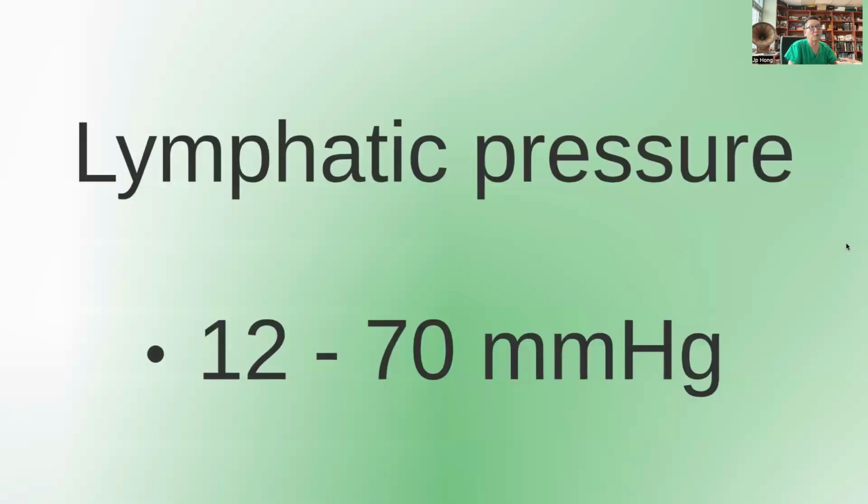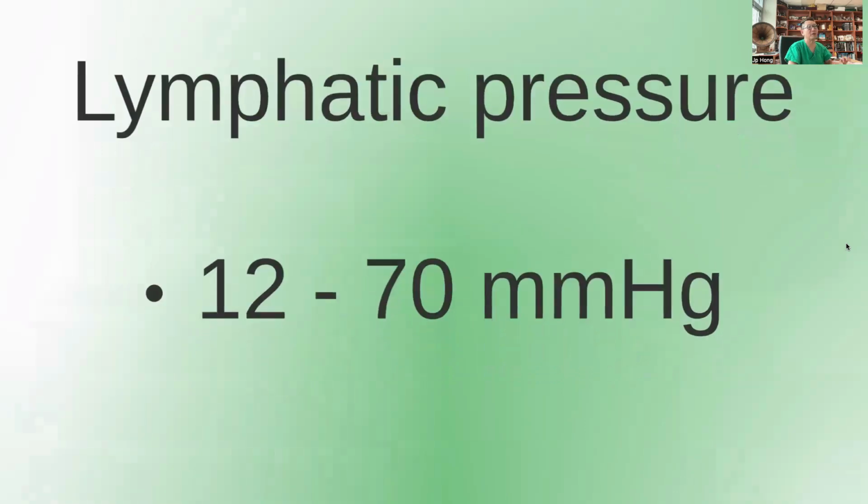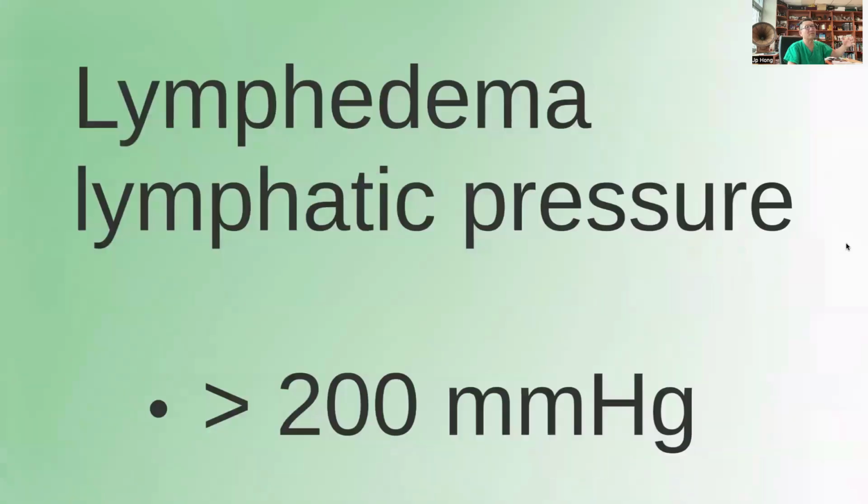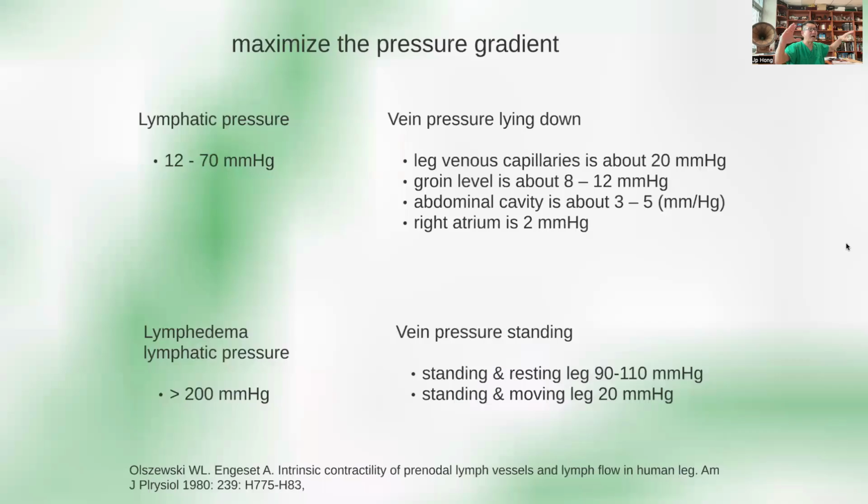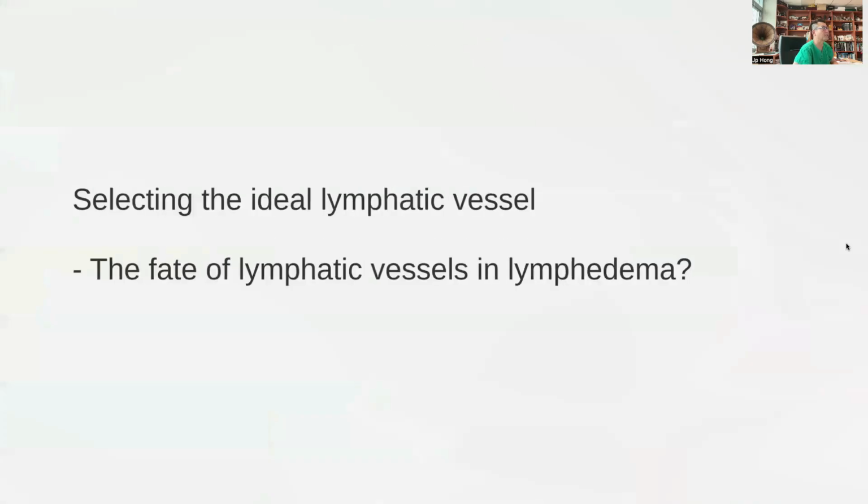The lymphatic pressure in normal situation is around 12 to 70. However, when it's obstructed, it increases as high as 200 millimeters mercury. And this is exactly how lymphatico-venous anastomosis works. High pressure lymphatics flowing into the low pressure vein, and that's using the pressure gradient.